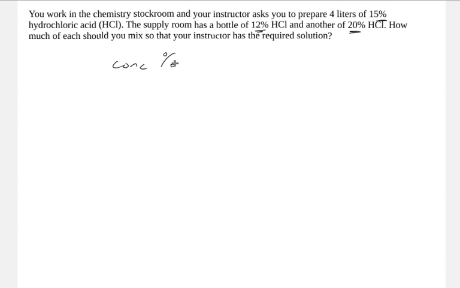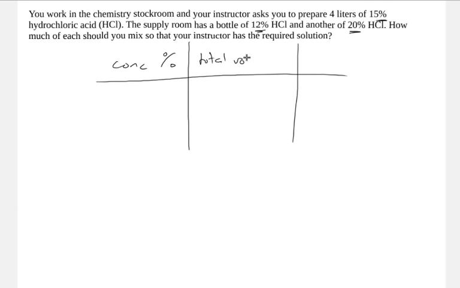Concentration, or your percentage here, is going to be a percentage of your pure HCl divided by a percentage of total volume. So if I multiply these together, I take your concentration times your total volume, which is going to be in liters, and it'll give me pure HCl in liters.